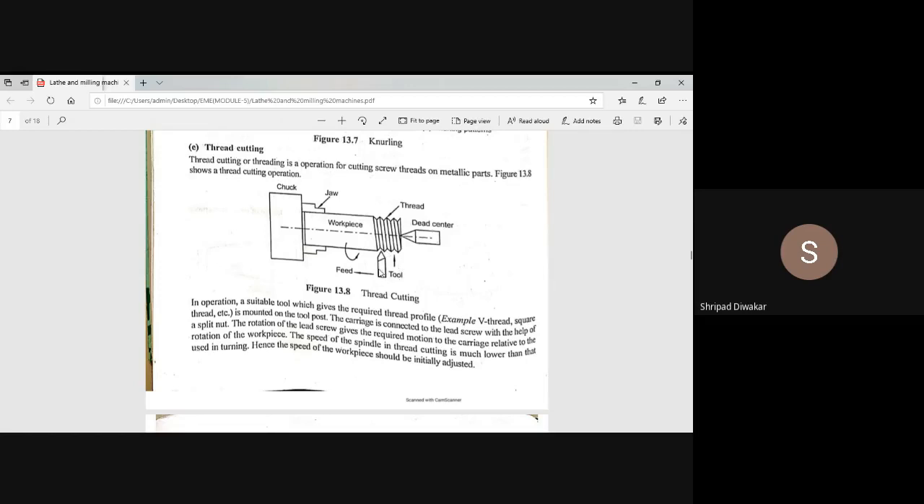Remember, the knurling tool is used in case of knurling, and the movement of the tool is in a direction parallel to the axis of rotation. So this is called thread cutting, meaning generation of screw threads on the given workpiece with the help of a thread cutting tool. And once again, we support that workpiece in the tailstock.